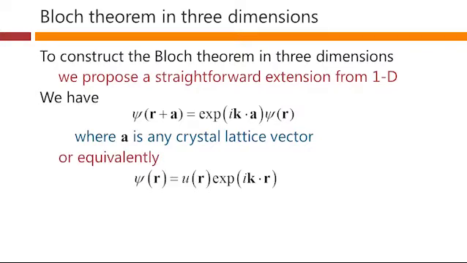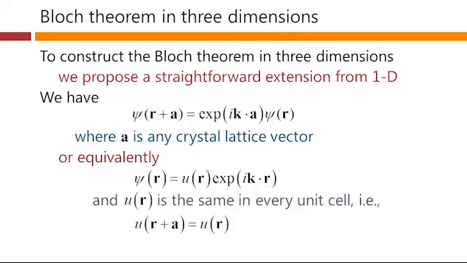Or equivalently, in our other way of writing the Bloch theorem, we would say that the wave function at position r can be written as a function that's the same in every unit cell, now a function of a vector position r, times e^(i k·r). And again, these u(r)'s are the same in every unit cell. So u(r plus any crystal lattice vector) would be the same as u(r).